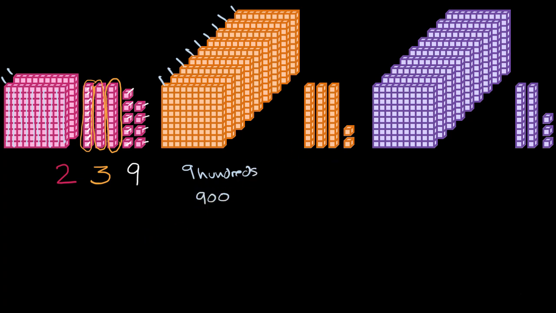And then how many tens do we have? We could see 1, 2, 3 tens. So plus 3 tens, which is the same thing as plus 30. And then how many ones do we have? Well, 1 and 2 ones. So plus 2 ones. So that's the same thing as plus 2.